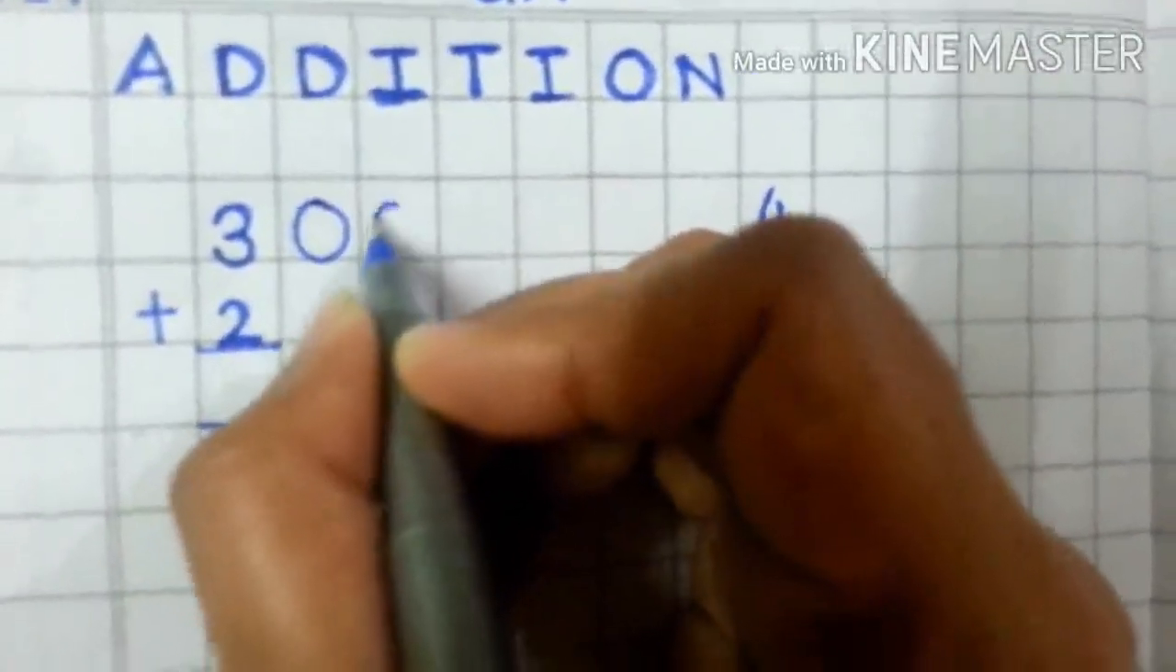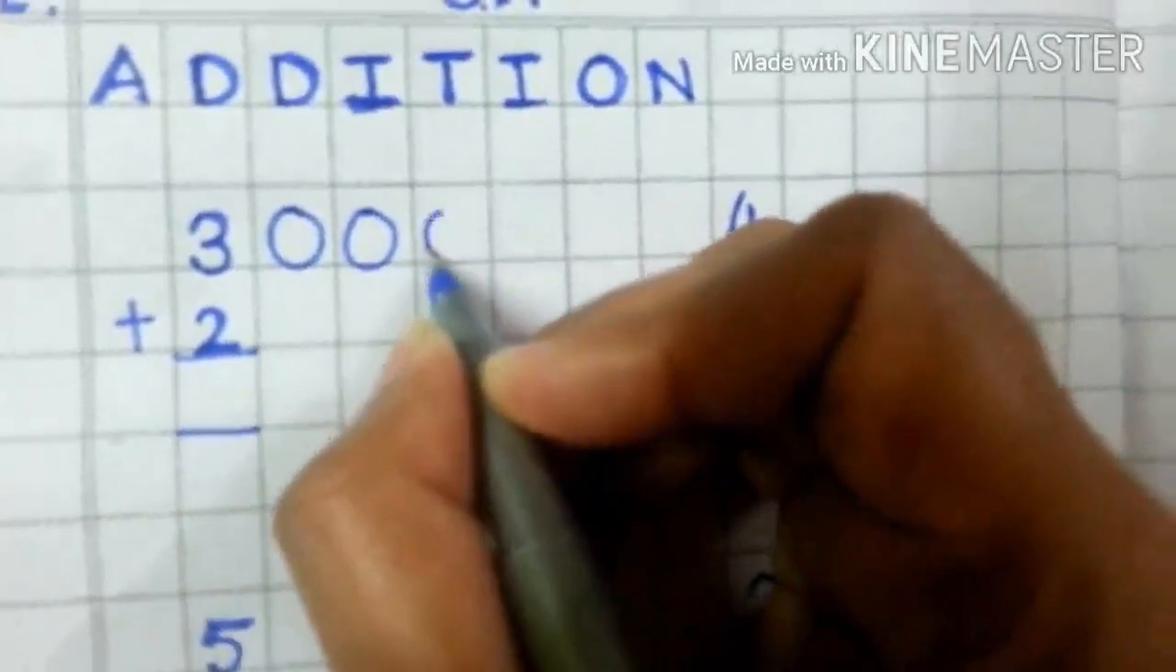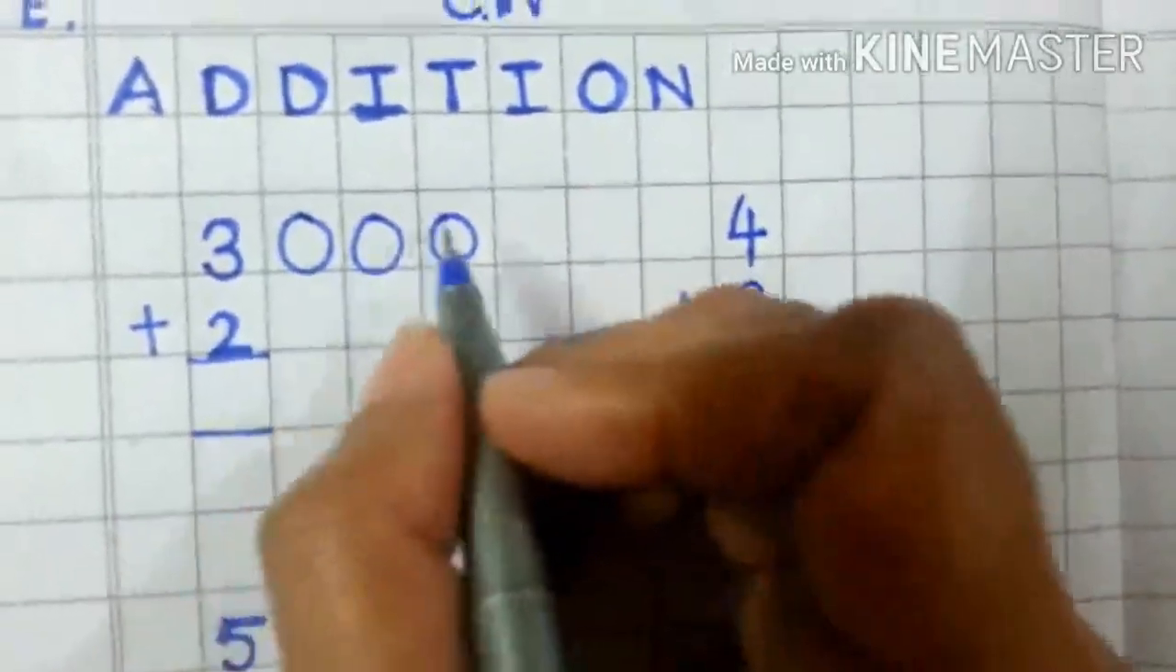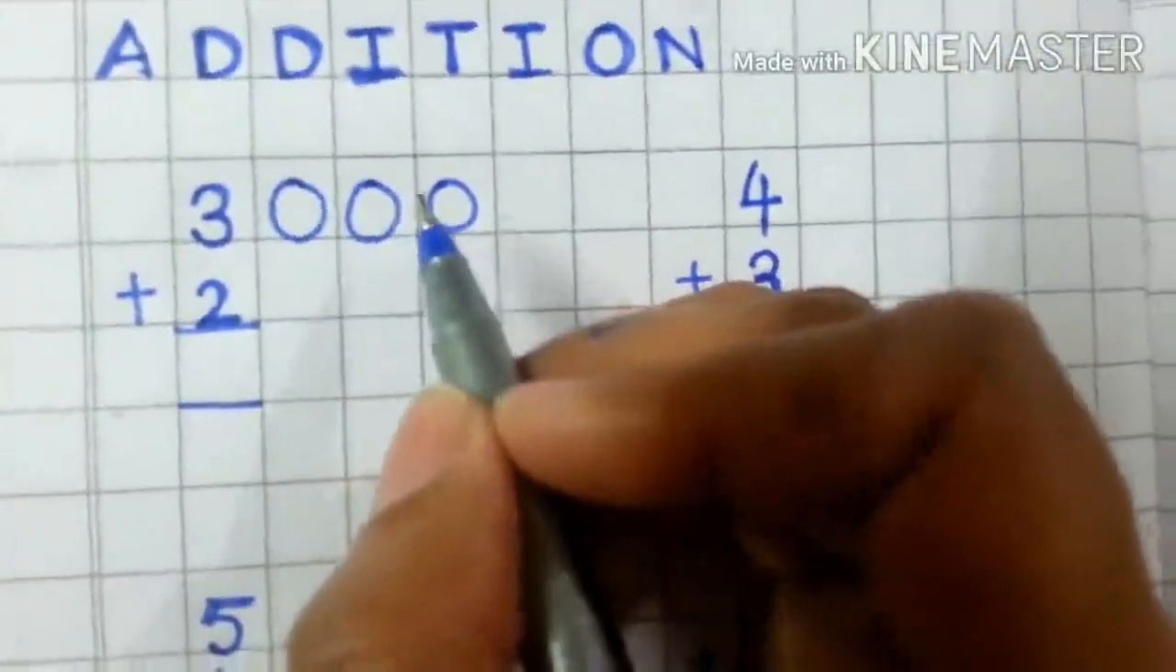One, 2, 3. 3 marbles for number 3. Count with me. 1, 2, 3.